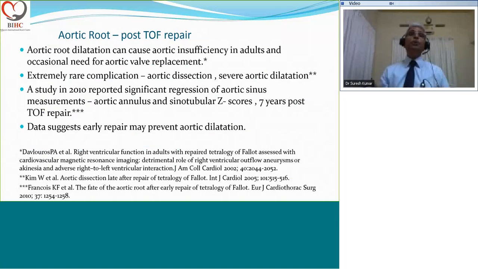This can cause AR, and you may need to replace the aortic valve for AR. And as a very, very rare complication, you may get aortic dissection and severe aortic dilatation requiring aortic valve replacement. Following tetralogy repair, there is a tendency for significant regression of aortic sinus measurements. But in some patients, this does not happen, even though data suggests that early repair may prevent aortic dilatation.